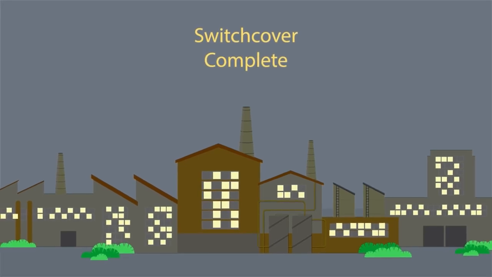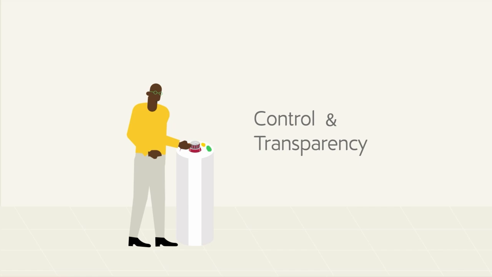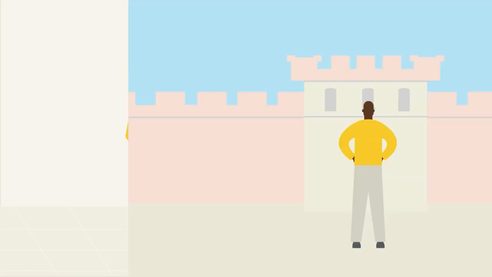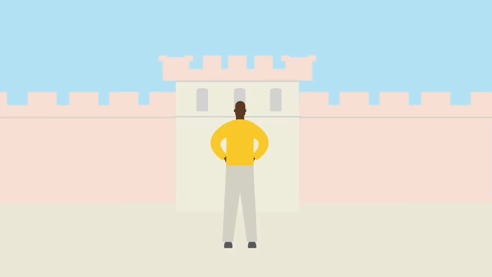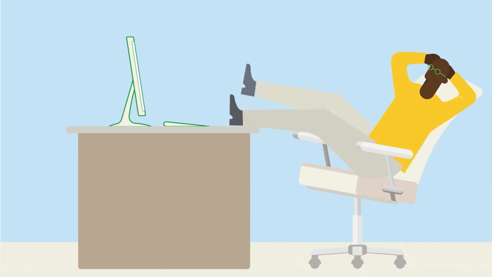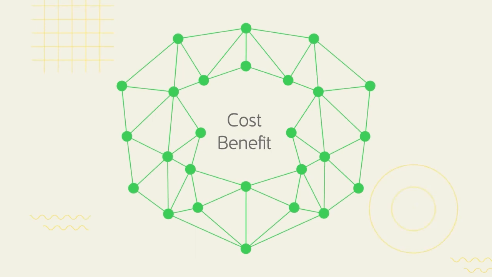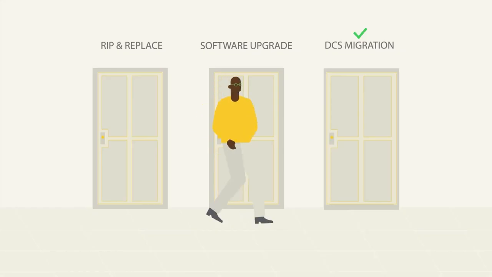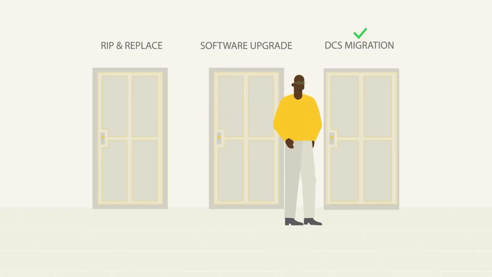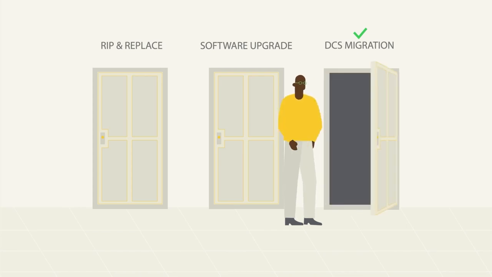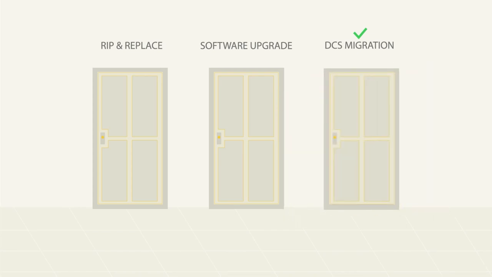The switchover is complete. You've got more control and transparency than ever before, greater security, and can finally sleep at night knowing that your system isn't going to go down unexpectedly with no efficient fix in sight. Delay and disruption were minimal, and costs were well in line with the benefits received. In fact, let's go over that. It's a key consideration for any business decision, and it drives the decision to handle a DCS migration in this way in the first place.